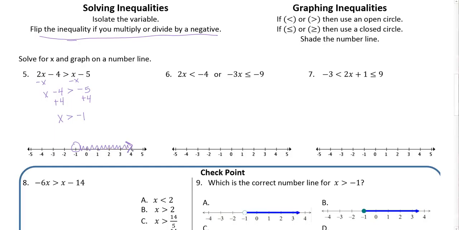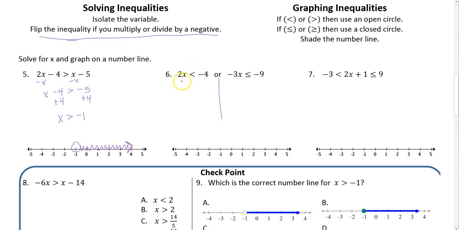In number 6, this is called a compound inequality. It says 2x is less than -4, or -3x is less than or equal to -9. We solve these inequalities separately, but we will graph them on a number line.